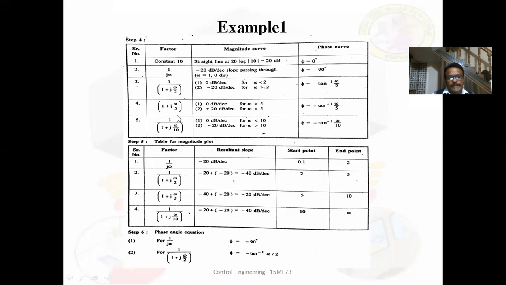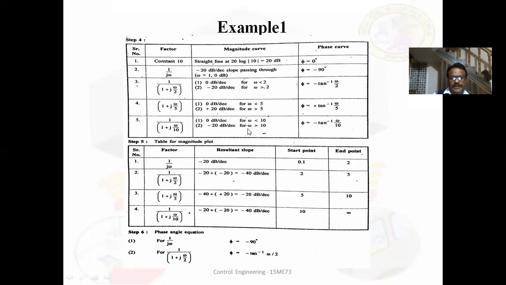Then you take the first order zero, 1 plus j omega by 5. Magnitude curve is 0 dB per decade for omega less than 5, plus 20 dB per decade for omega greater than 5. Then phase angle is plus tan inverse of omega by 5, imaginary part by real part. Then fifth factor, first order pole 1 by 1 plus j omega by 10. Magnitude curve 0 dB per decade for omega less than 10.